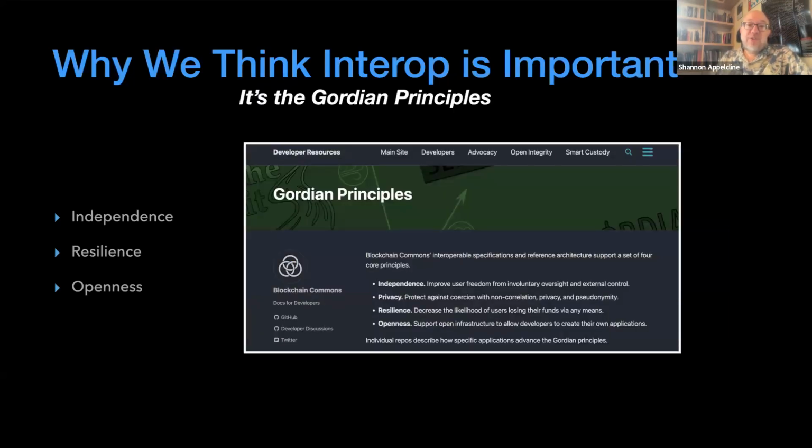There's other reasons we think it's important too, and a lot of these go back to our Gordian principles, which are the main things we look at when we're evaluating, assessing, and architecting systems. We have four of them: independence, privacy, resilience, and openness. I could probably come up with some reasons how privacy is related to interoperability, but I wanted to focus on the other three, which are independence, resilience, and openness. And I feel like each of these mainly affects a different category of things in interoperability.